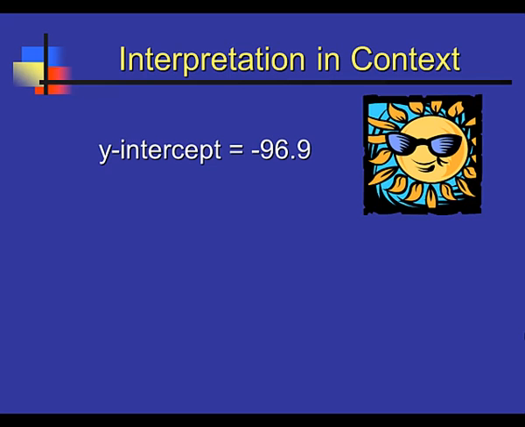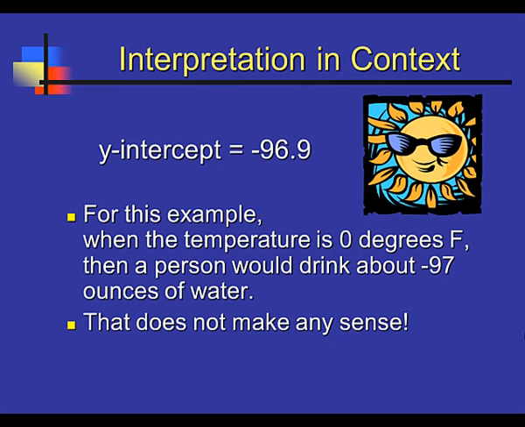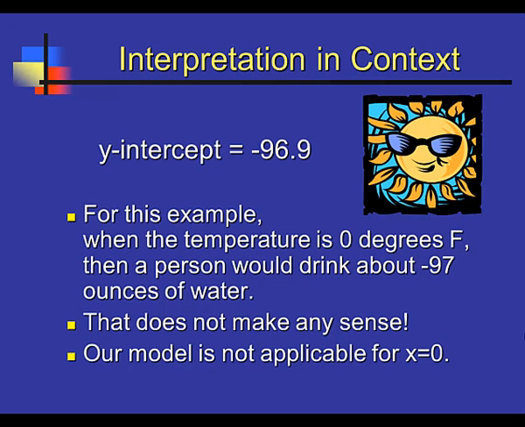The y-intercept is the value of y when x equals 0. So in our example, the y-intercept is the amount of water consumed, y, when the temperature, x, is 0. Our temperature units are degrees Fahrenheit. Well, we cannot expect this model to be accurate at such low temperature ranges, because our data was collected in the summer with temperature ranges from 75 to 99 degrees Fahrenheit. So the model only predicts the temperatures in approximately that range. So our model is not applicable for x equals 0.